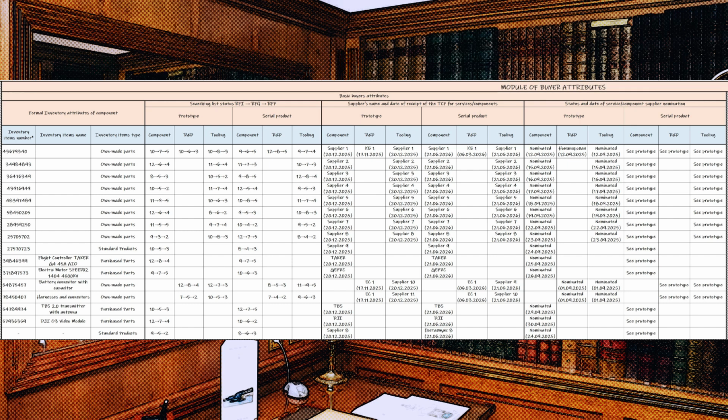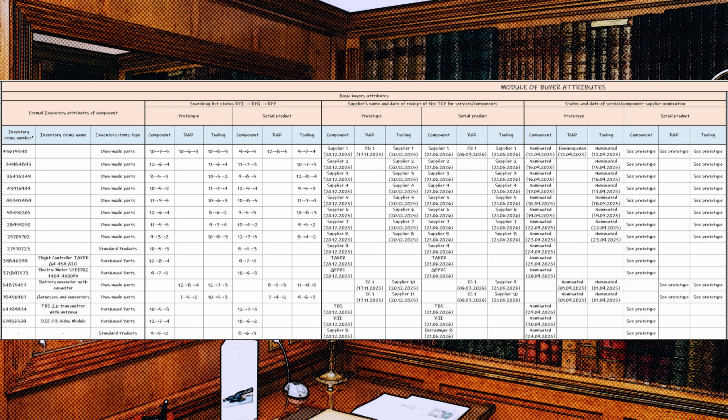materials. The following three sub-blocks, namely search and list status, RFI, RFQ, RFP, supplier's name and the date of the receipt of technical commercial proposal for services or components, and status and date of service component supplier nomination can be directly attributed to the product manager's toolkit within the framework of the procurement module. Therefore, we will focus on them and analyze them in more detail.